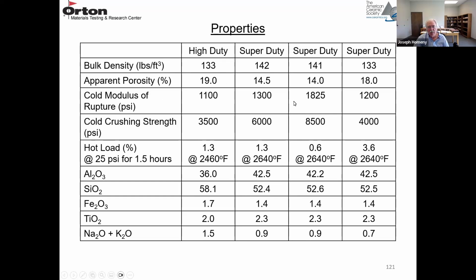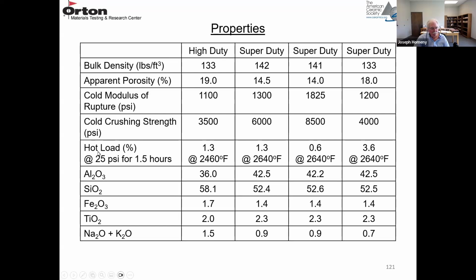You can see the porosity levels, 15 to 20%. That's pretty typical. A cold MOR is a bend strength, and then the cold crushing is a compressive strength. Typically, refractories and ceramics are going to be stronger in compression than in tension, usually 5 to 10 times stronger. So these are less than 2,000 in cold MOR. These are 3 to 8,000 in compressive strength, and those are in PSI.